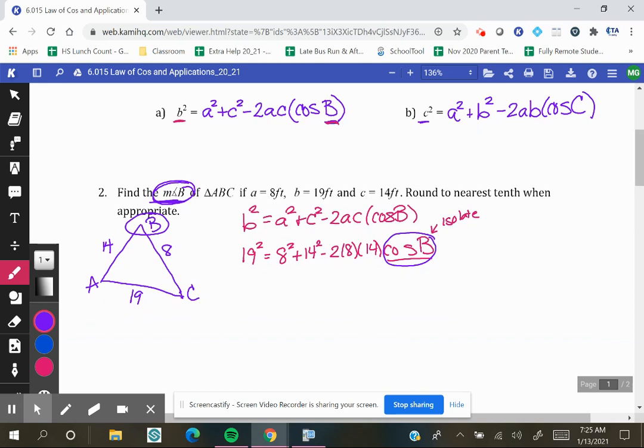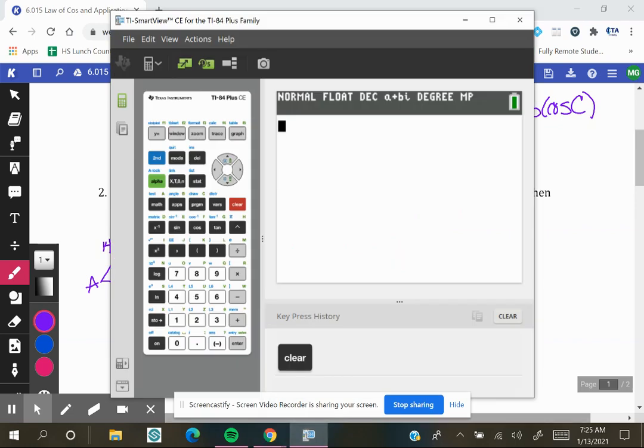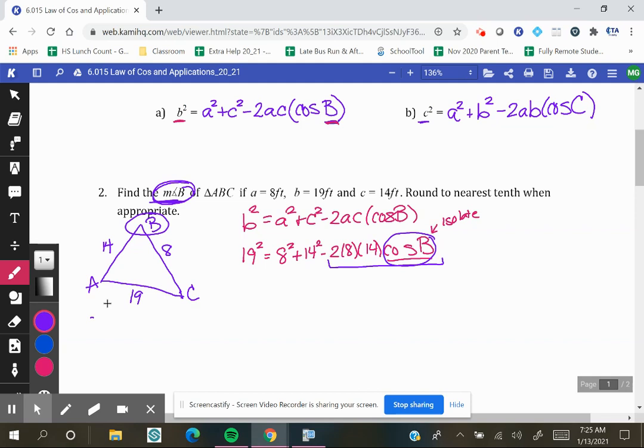Well, a lot of work in our calculator, but also remember that this right here is all attached with multiplication. So when I go to my calculator, we can fill in these first. 19 squared would give us 361, 14 squared would give us 196, or 8 squared we started with. 8 squared is 64, plus 196. Now here, I can multiply this 2 times 8 times 14, which would give me 224.